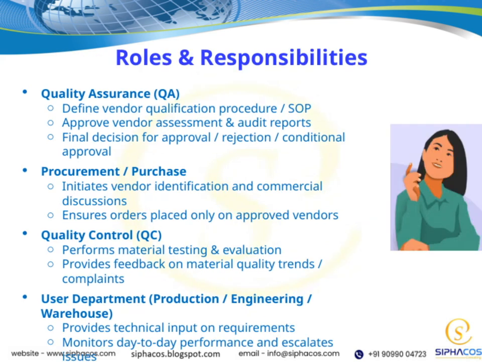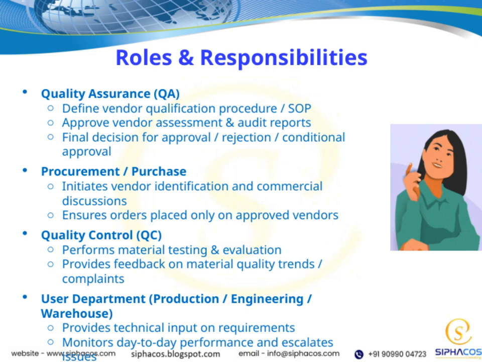Let's begin by looking at the role of quality assurance, or QA. QA is vital in ensuring that our vendors meet our standards. This involves defining a clear vendor qualification procedure, or SOP, which sets the criteria and steps for evaluating potential suppliers. Once a vendor is assessed, we review and approve their assessment and audit reports to ensure they comply with our quality standards. Ultimately, QA makes the final decision, whether to approve, reject, or grant conditional approval, based on these evaluations.